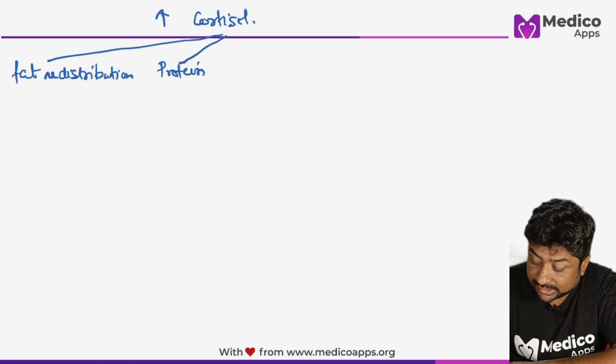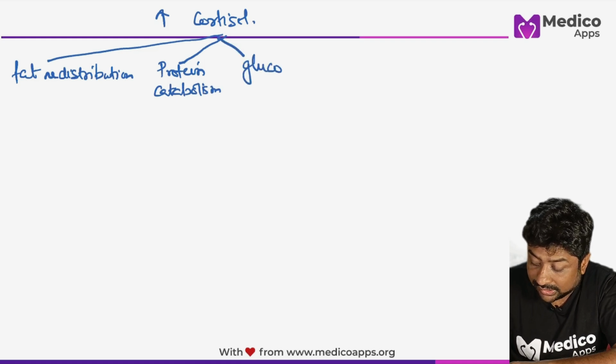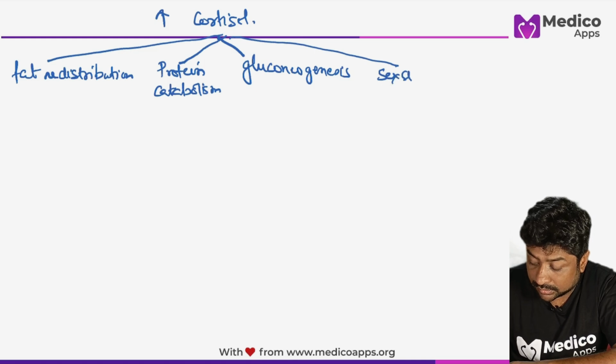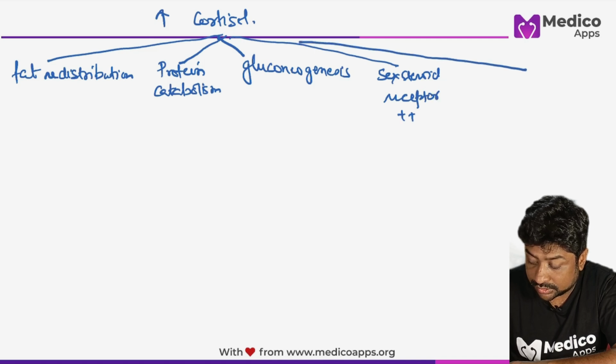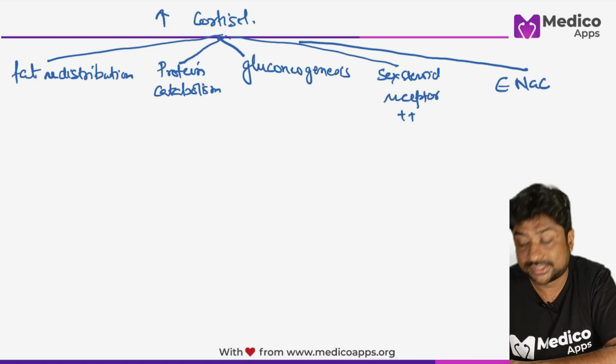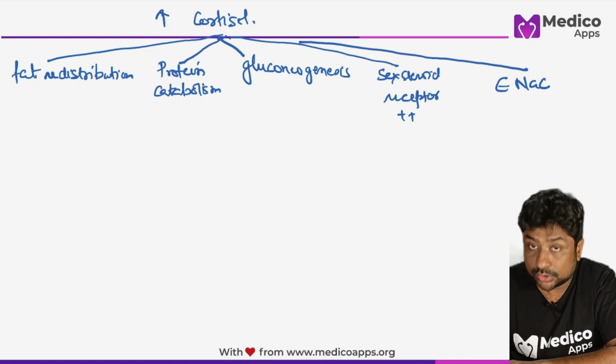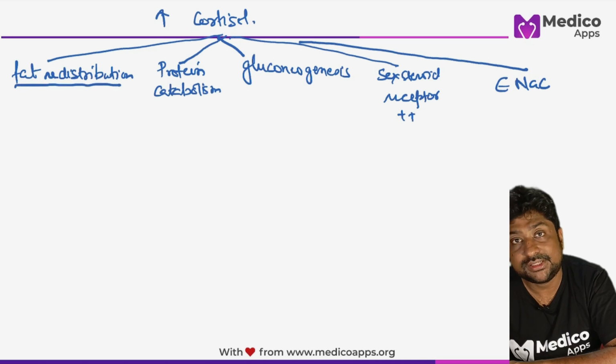Another important thing is there will be increase in protein catabolism, increase in gluconeogenesis, sex steroid receptor stimulation, and lastly there will be stimulation of aldosterone receptors or ENaC receptors. Okay, so let's look at the effect of each of these in detail.